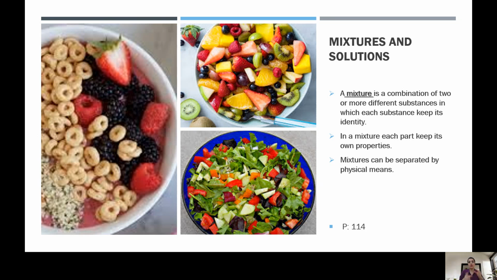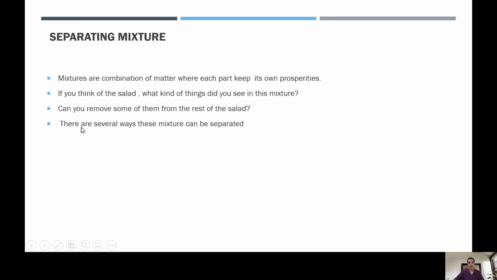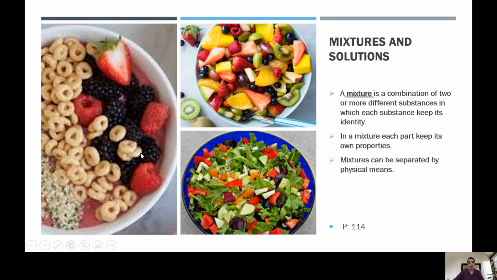A mixture is a combination of two or more substances together. For example, a fruit salad, or a green salad. For example, if you mix your cereals with some fruits like cherries or berries, you are making a mixture without knowing. So this is an example of a mixture. Okay, I hope this is clear, and this is something that we use in our daily life.